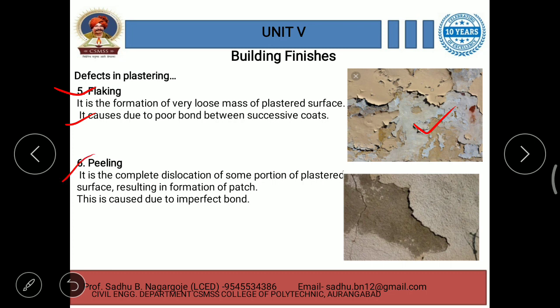Peeling is the complete dislocation of some portion of the plastered surface, resulting in the formation of a patch. The complete dislocation or removal of some portion of plastered surface is called peeling. This is caused due to imperfect bond between wall and plaster material.